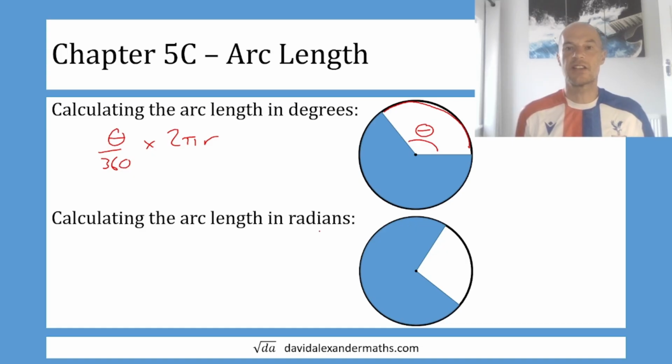So in radians, again, it's very, very simple. If this angle here is theta and we want to work out this arc length, it's a similar formula, but instead of it being 360 degrees, how many degrees are there in the full circle? Well, that is 2 pi. So it's theta over 2 pi multiplied by 2 pi r.